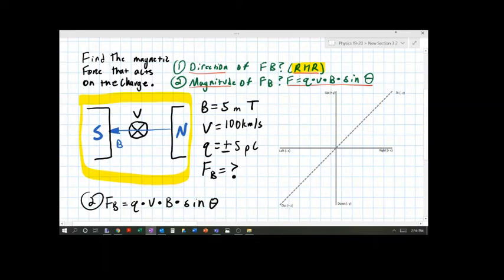Okay, folks, let me show you how to do one of these problems. We've got a charge in the highlighted diagram. We've got a charge moving into the page and between two poles of two different magnets, a north pole and a south pole, and we need to find the magnetic force that acts on that charge in that field. There are two things we want to know about the force: the direction and the magnitude.